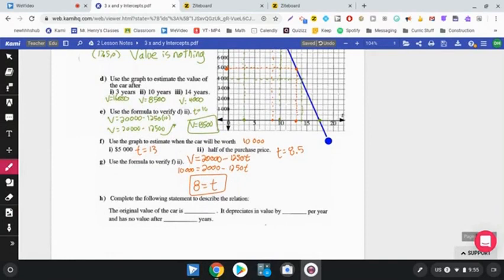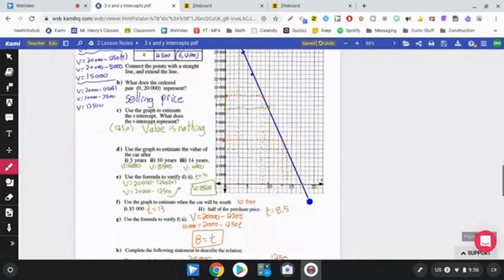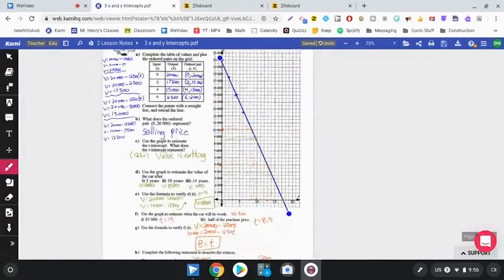The original value of the car is $20,000. It depreciates in value $1,250 every year until it has no value after, what did we say, 17.5 years. Yeah, that might be accurate, that might not. Okay, somewhere between 17 and 18. And there you go. So the x-intercept in this one tells me when the car is worth nothing. The y-intercept told me what this car started as in terms of value. And there's all sorts of stuff I can talk about within. So that's a pretty hefty question. And that is it for today.